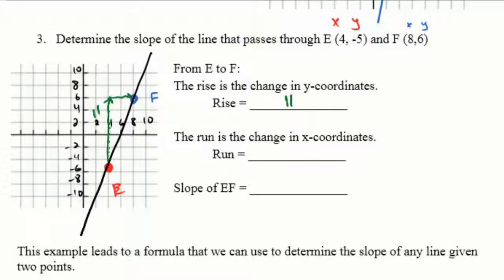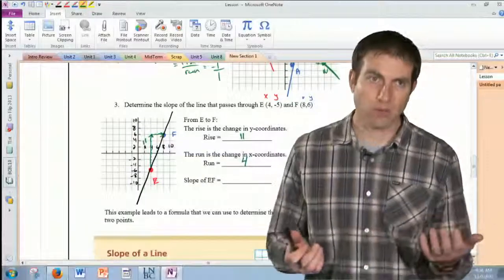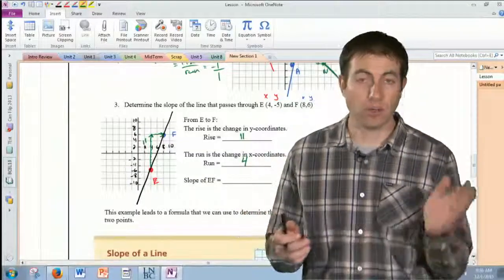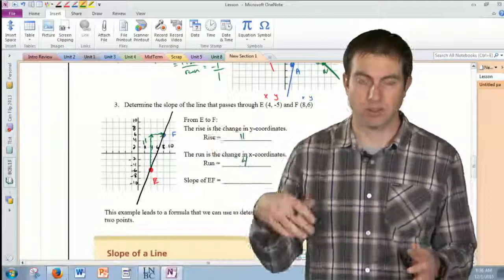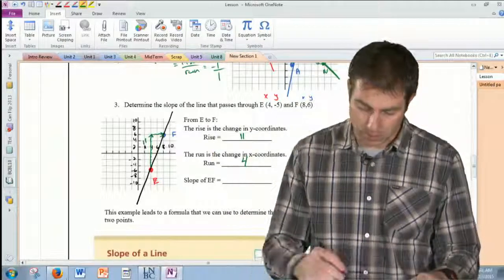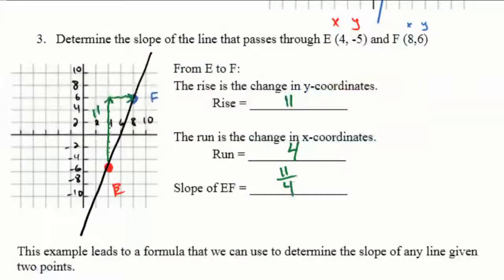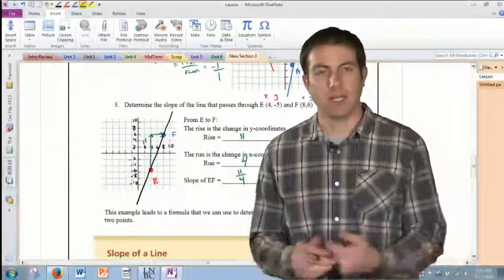My run is going across, and each square represents 2. So I'm going over 2 squares, which is going to be 4. So it gets a little bit confusing because the graph we've drawn here, each square isn't representing 1 unit, it's representing 2. So if we have a rise of 11, a run of 4, we're going from left to right, we went up and then to the right, so it's positive slope. We end up with 11 over 4. And I can't simplify that any further, so that's just my slope, 11 over 4. And I'm just done.